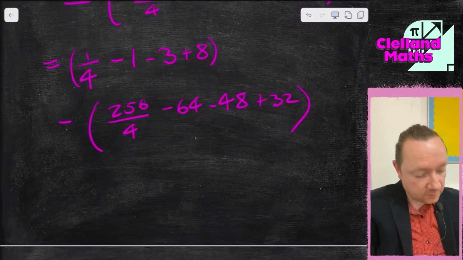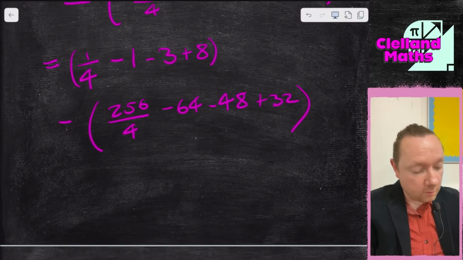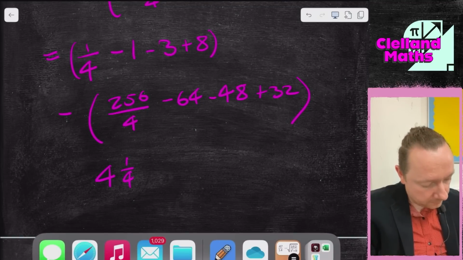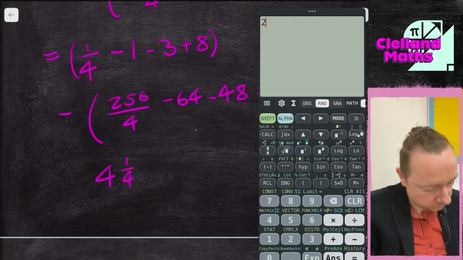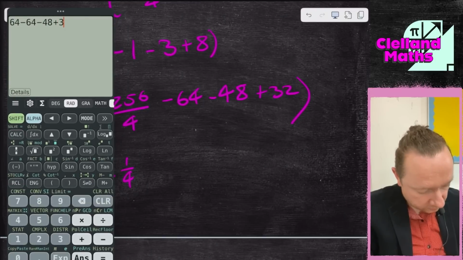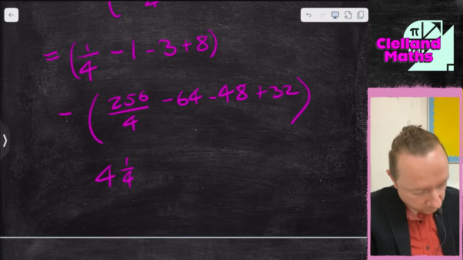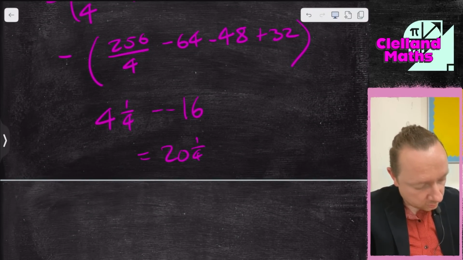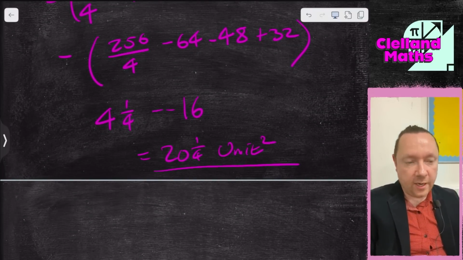Bracket, we've got 8 minus 3 is 5, minus 1 is 4, and then an extra quarter. So you've got 4 and a quarter. And then your second bracket, well, we've got 256 over 4, which is 64. 64 minus 48 plus 32 is minus 16. So minus minus 16. So that makes 20 and a quarter units squared, or if you prefer it in terms of an exact value, 81 over 4.